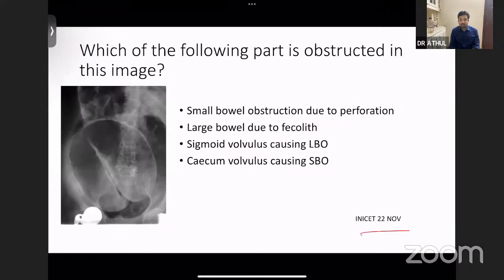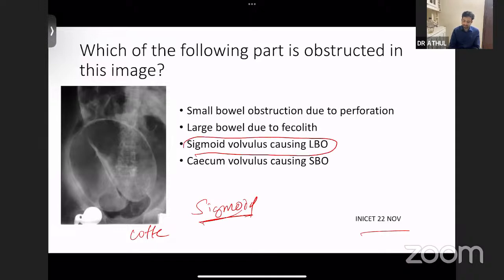This is another repeat question from last November. Which of the following parts is obstructed? This is a classical coffee bean image of sigmoid volvulus. So this is sigmoid volvulus causing large bowel obstruction.